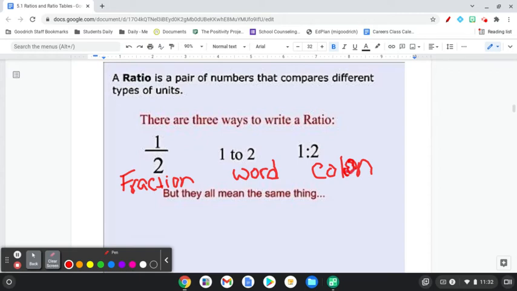So again, a ratio compares one number to another number. For example, for every one cookie I eat, I need to work out for 2 hours. That's comparing two different things here.